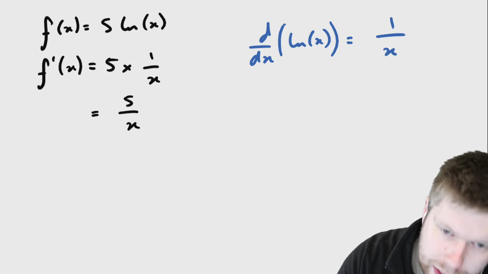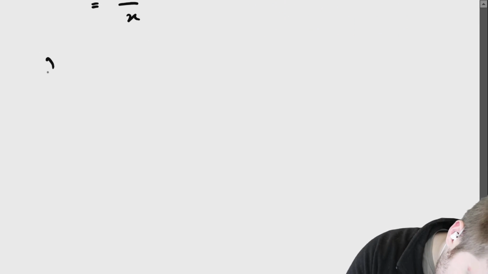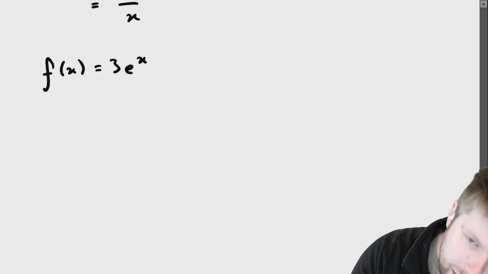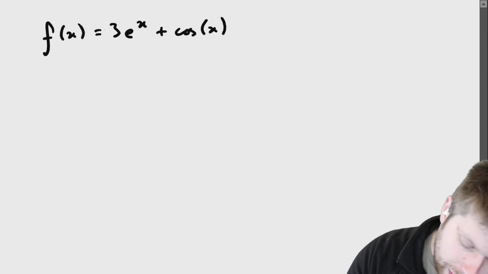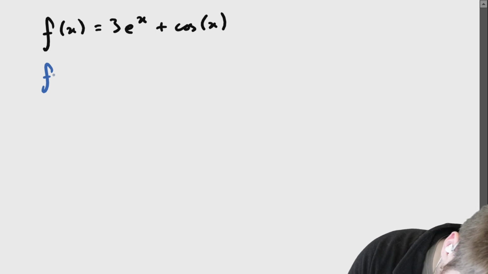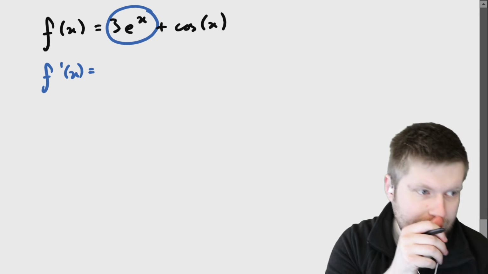Now let's have a look at this one. So let's have a go at trying to differentiate something like this. So suppose I get given f of x is equal to 3e to the power of x plus cosine of x. Okay, so let's have a think about this. So there's a couple of things going on. So first of all, if I want to differentiate this, I'm going to break it up into each term. So I'm going to first of all look at differentiating this term.